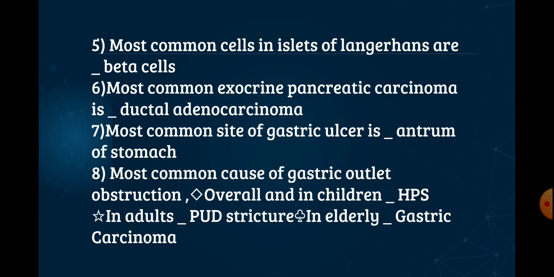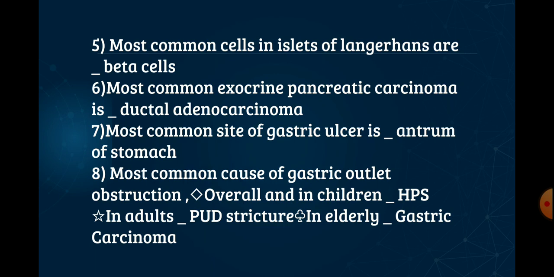Moving on to the next slide. Most common cells in islets of Langerhans are beta cells, the insulin producing cells, because that is the major endocrine hormone. And the most common exocrine pancreatic carcinoma is ductal adenocarcinoma. Why ductal? Because exocrine secretions are secreted through ducts, versus endocrine which are directly into blood. So one MCQ of endocrinal system and one of exocrinal, you have to keep in mind. That's why they are paired here.